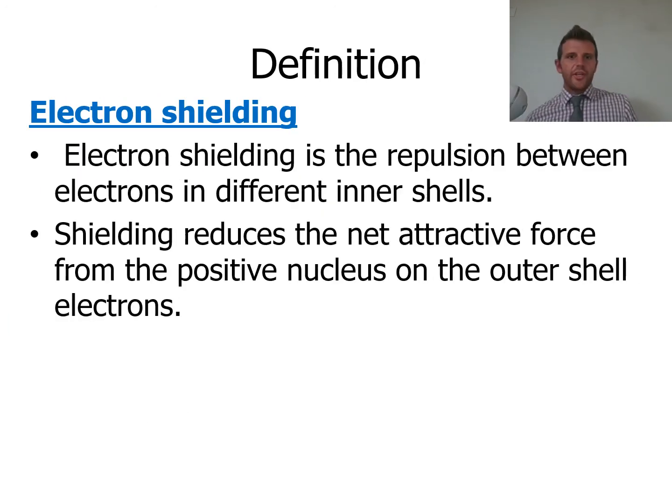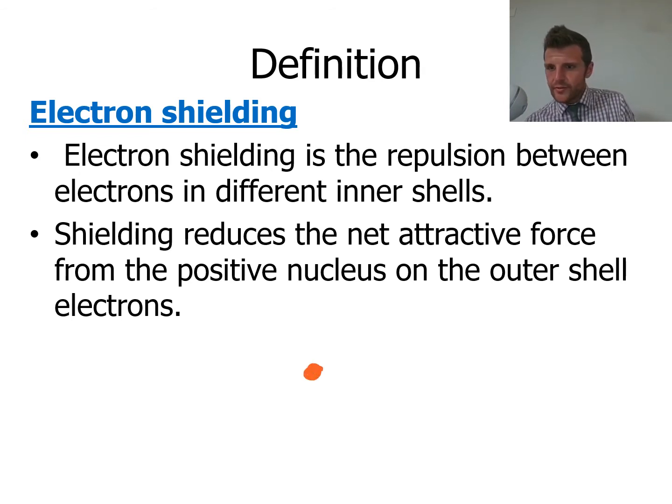Definition: electron shielding. Electron shielding is the repulsion between electrons in different inner shells. In other words, if you've got 4 shells and 3 of them are on the inside, those 3 are going to push out the 4th one even farther. Shielding reduces the net attractive force from the positive nucleus on the outer shell. So I'll draw it out again.